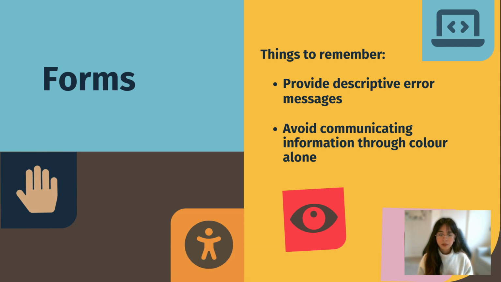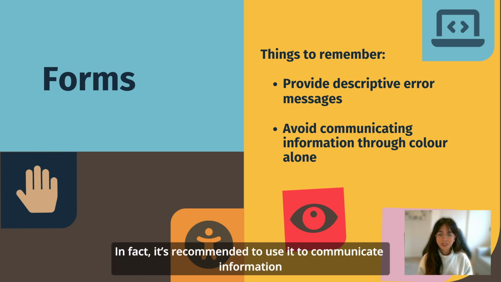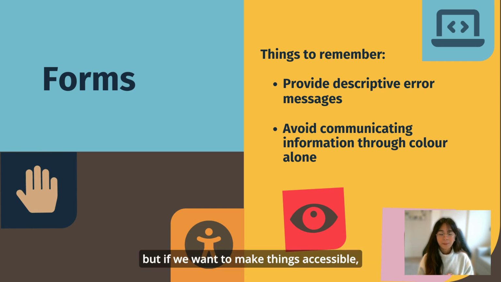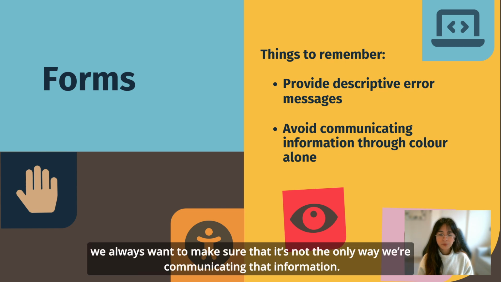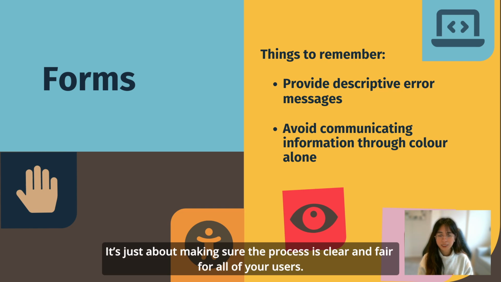There's nothing wrong with using color. In fact, it's recommended to use it to communicate information. But if we want to make things accessible, we always want to make sure that it's not the only way that we're communicating that information. So that's the gist of form errors. Nothing too complicated. It's just about making sure that the process is clear and fair for all of your users.